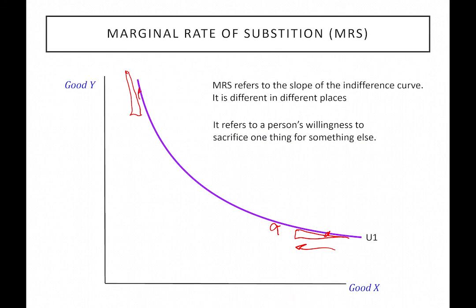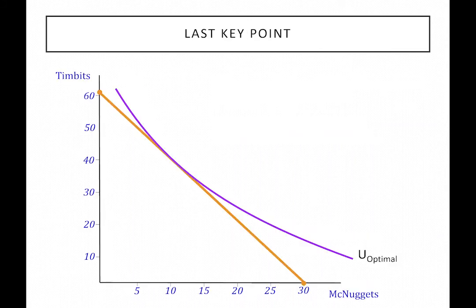This is an assumption economists make about individuals. It may not be true. Each person is different, depends on the goods and so on, but this is a general assumption. And the term for this is the marginal rate of substitution. Maybe the important point is that the slope of the indifference curve is going to be different in different places.